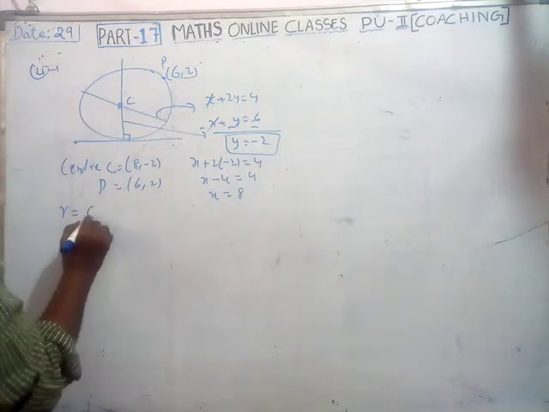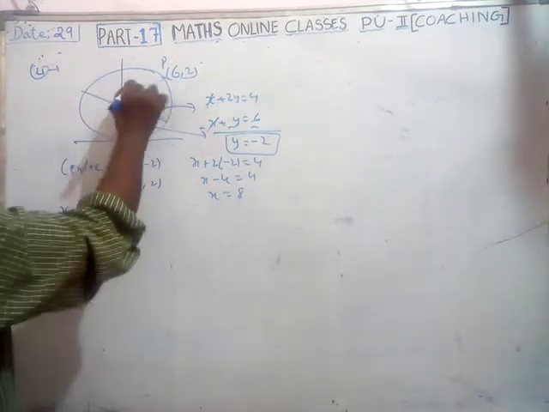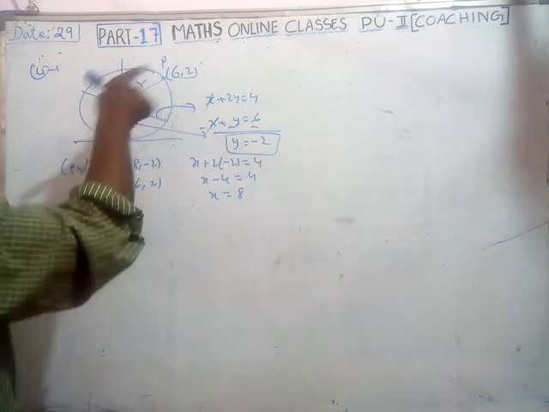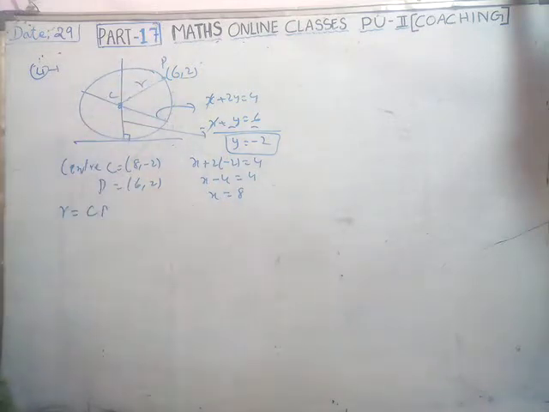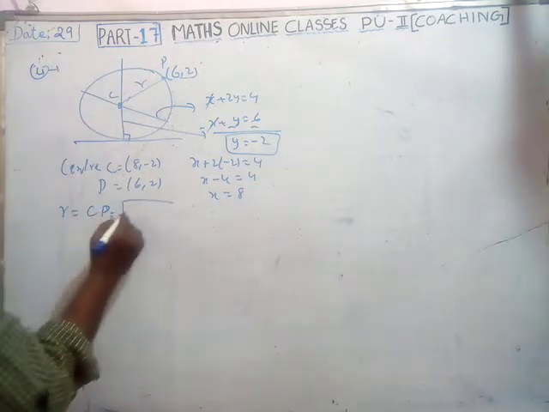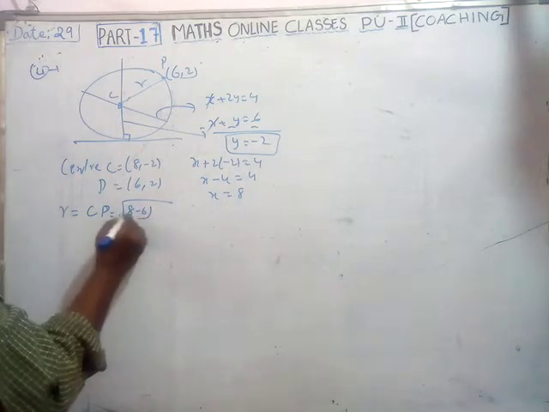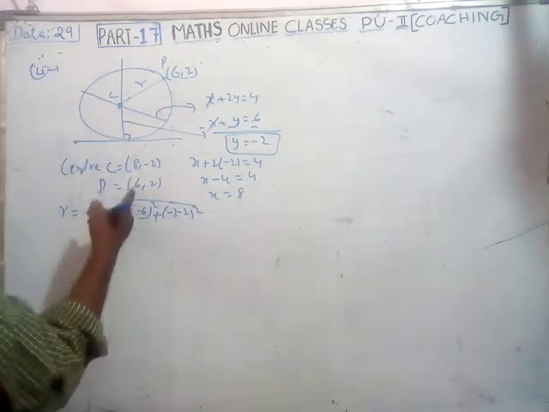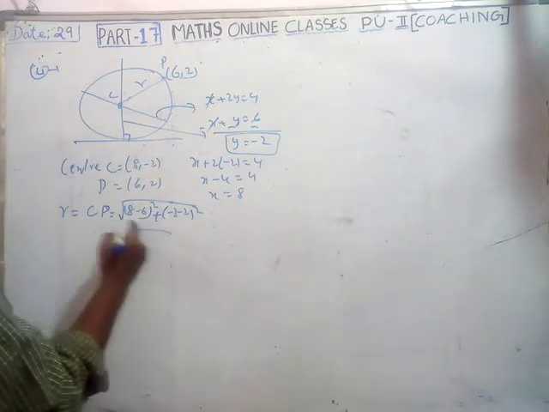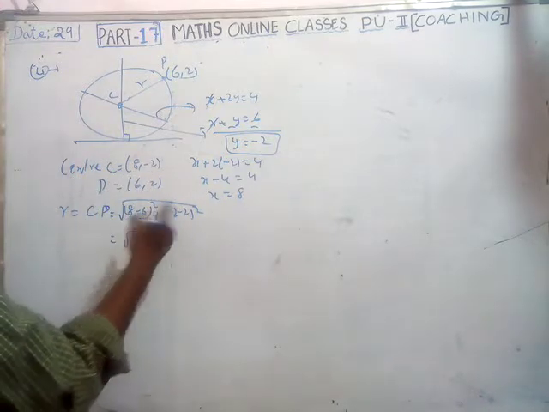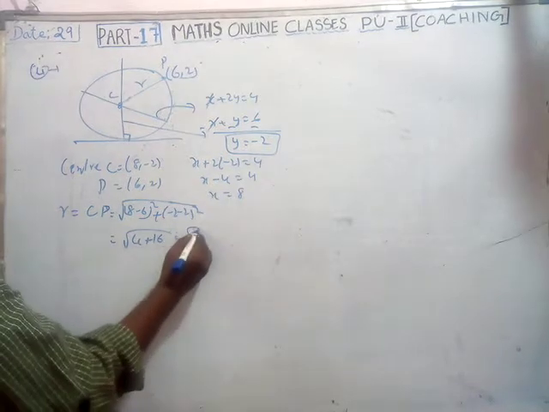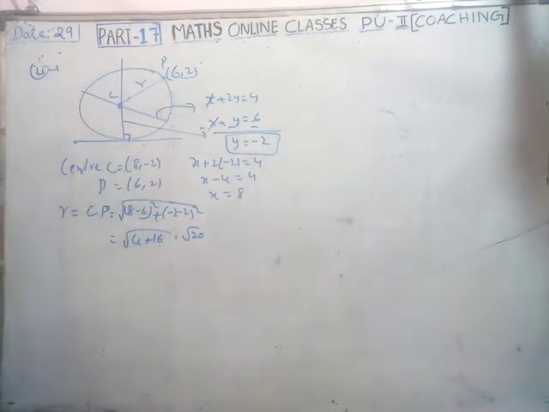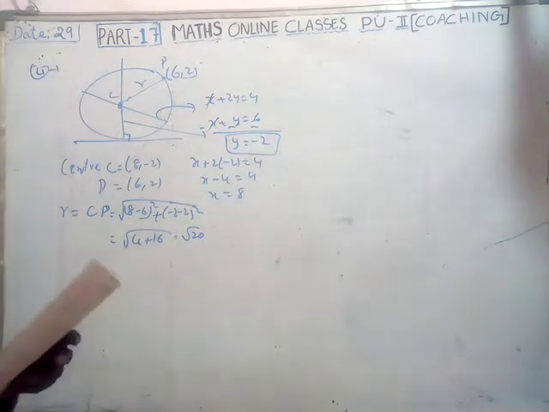Radius R is equal to CP now. Radius is from the center to that point. Radius r is equal to CP. That is root of (8 minus 6) whole square plus (minus 2 minus 2) square. 2 square is 4 plus 4 square is 16, so root 20. Like that we have to solve.